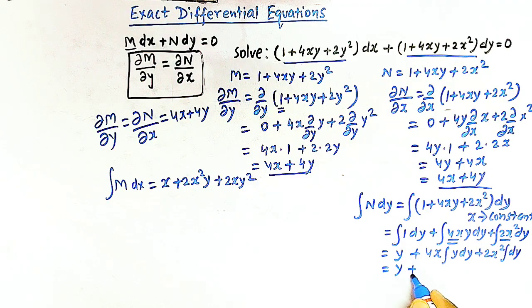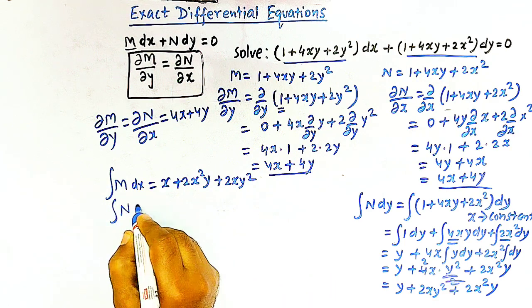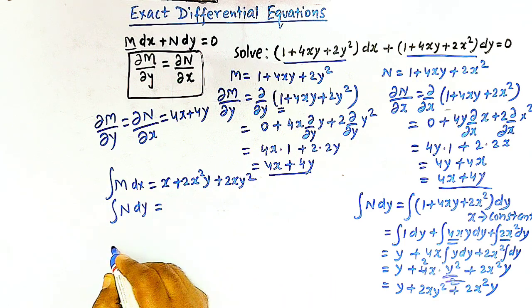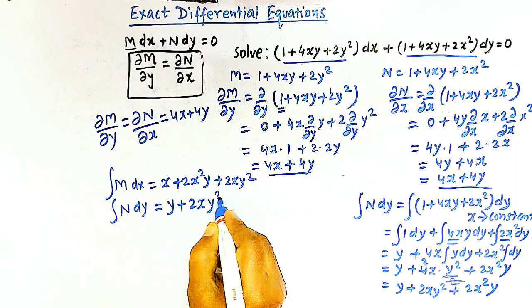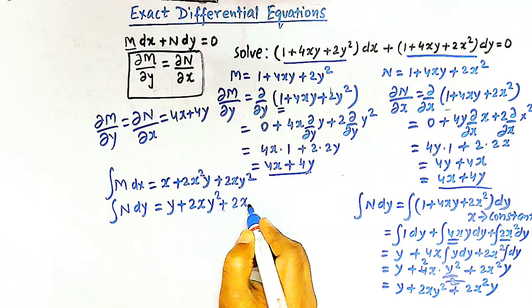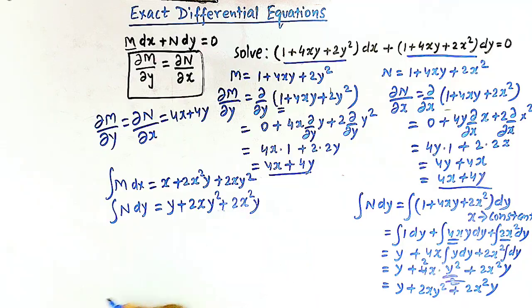So we have y plus 4x times y square over 2, then 2x square times y. So this is y plus 2xy square plus 2x square y. So the integral of N dy is given by y plus 2xy square plus 2x square y.